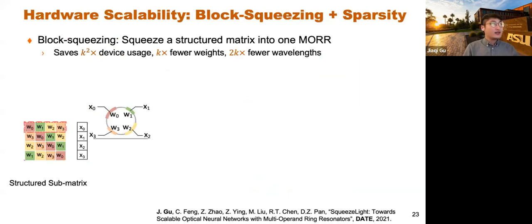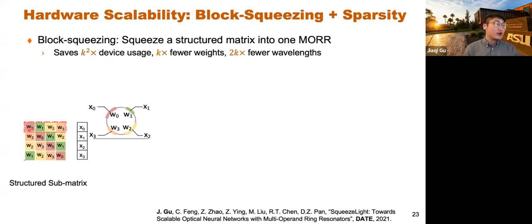So now we have linear scalability, right? We can squeeze a vector of length K into one device. Can we further squeeze a whole K-by-K block into the device? Then we would have quadratic scalability. So it turns out we do block squeezing. We also look at structured matrices. For example, this is a circulant matrix, right? The circulant matrix has the same weights, just rotated across different columns and rows.